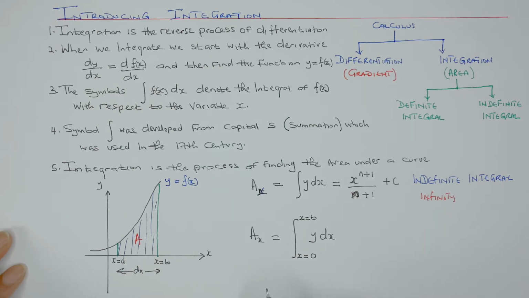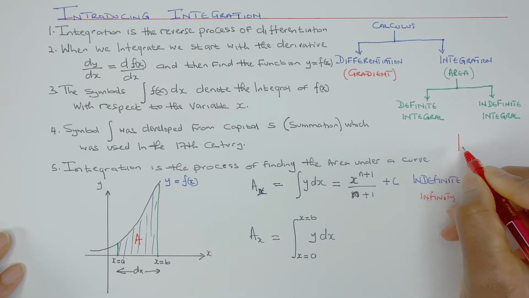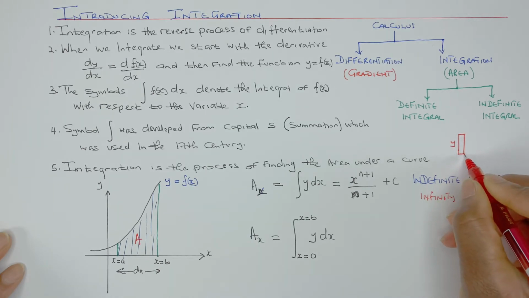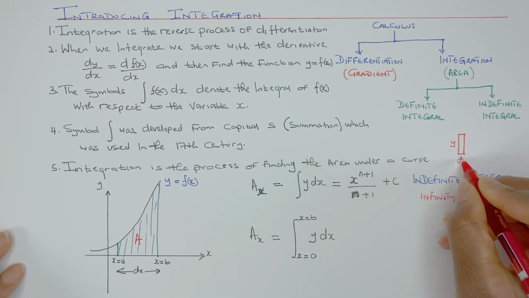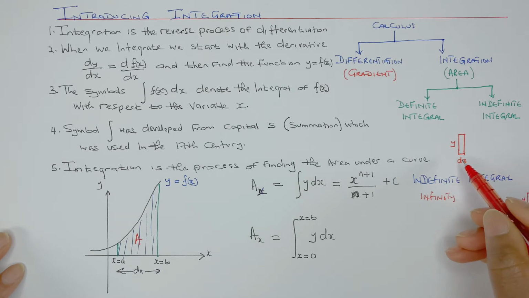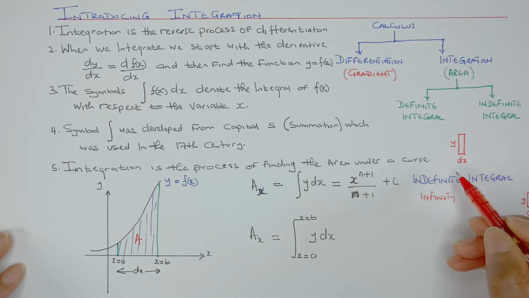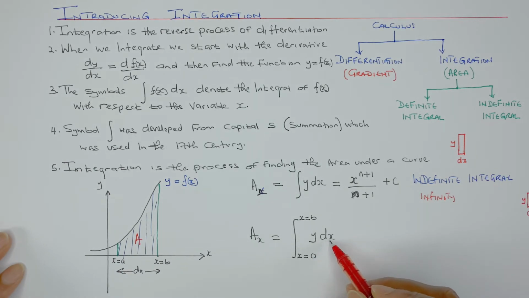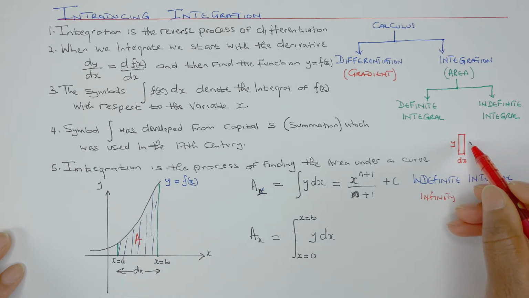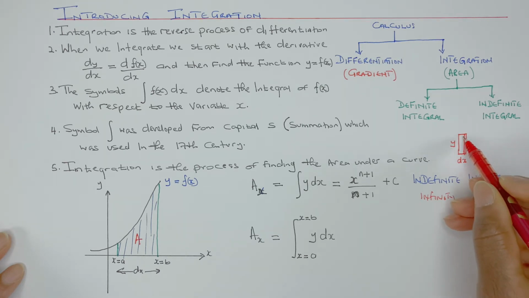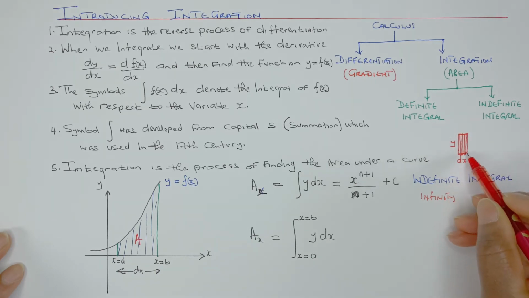Because when you're finding the area of a rectangle, for instance, if I have a diagram, this is y, and this length here is dx. So the area will be y times dx. That's why we have y times dx. But we have little y times dx because they make up the area. So we have to make dx so small that the error limit is so small.